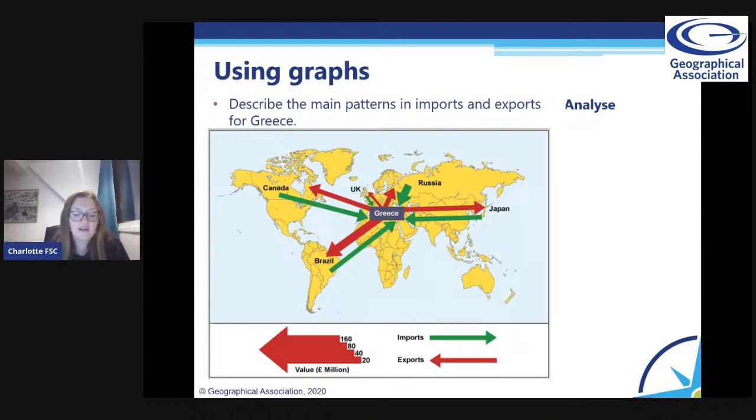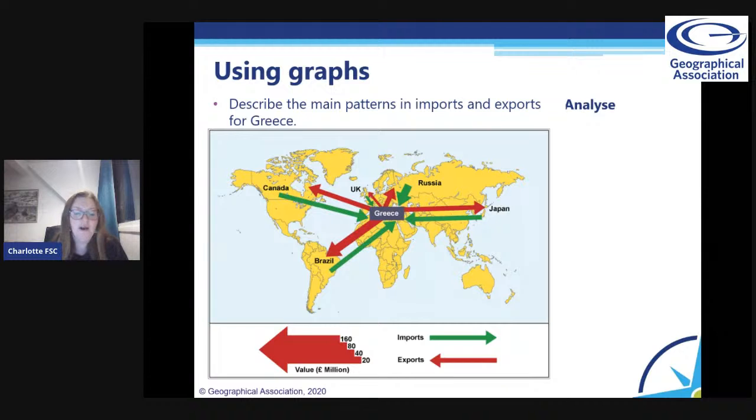But in this example, I'm showing you a desire flow line map showing Greek trade. This data is referenced underneath. It's from the BBC if you wanted to look at it in more detail at some point. But this is a desire flow line map. And I would like you to complete the question, describe the main patterns in imports and exports for Greece.